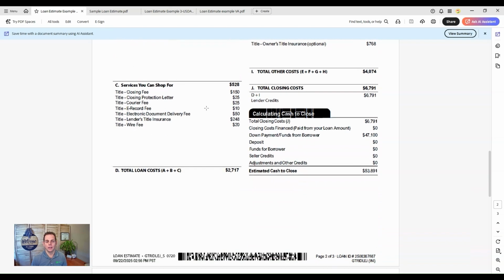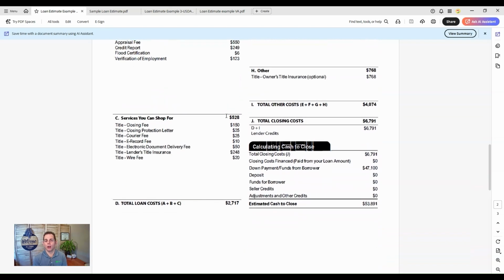Section C, title fees. So when you make an offer, you and your realtor decide which title company you want to use. The title company charges me the same amount as it charges another lender. That's just their fee to do it. So Section C should never be different between any lenders because it's all title fees and it's the title company's charges. So as long as you're using the same title company, this fee should be the same.